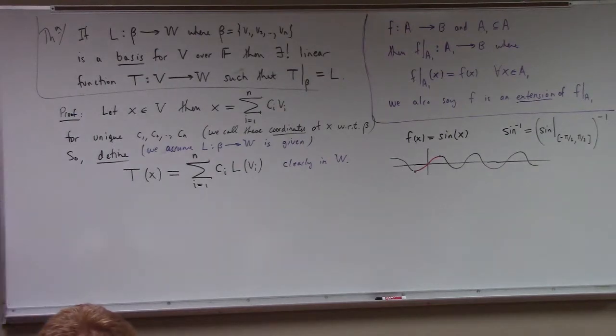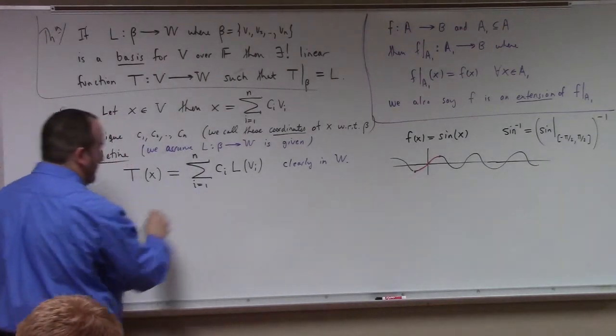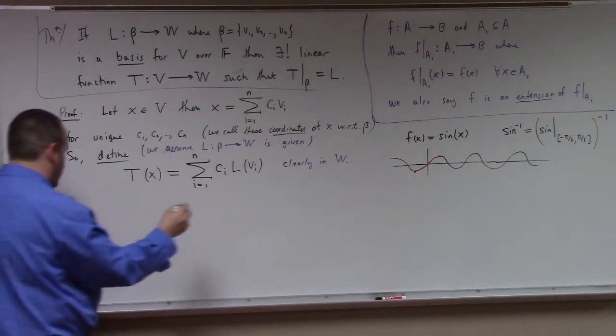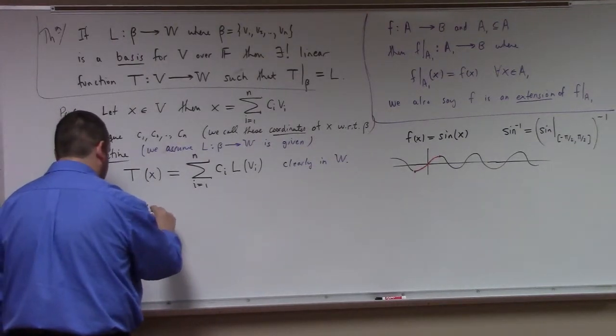At least this is defining a mapping going from V. How do I know that's single valued? Why is it single valued, this formula? The C's are unique, right? They're coordinates for the vector. L of Vi is unique because we're assuming L is a function, so it's a single value. So that is a linear combination of single values, so it's again a single value. So this is a function. Does it restrict to L? You can check. This restricts to L. If I just look at what T of Vi would be, what?